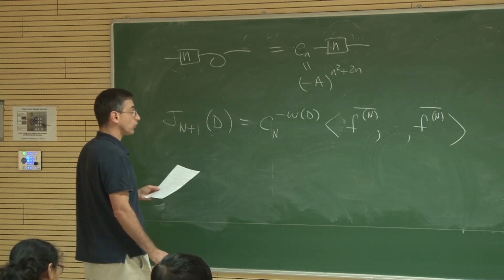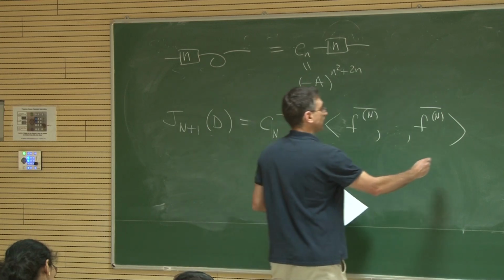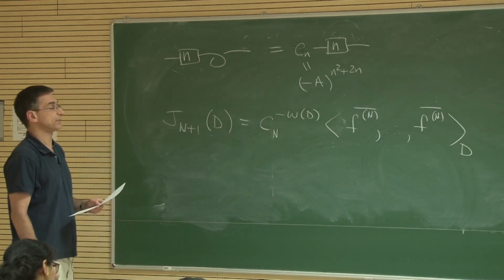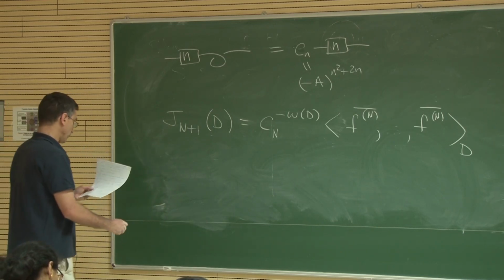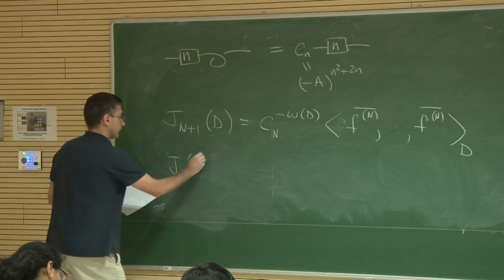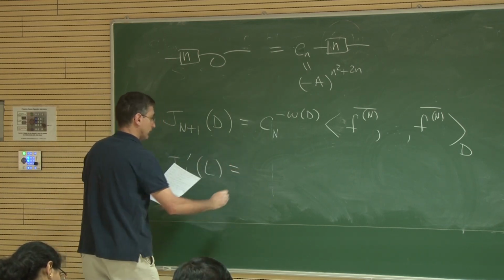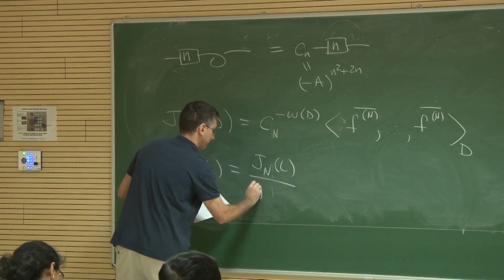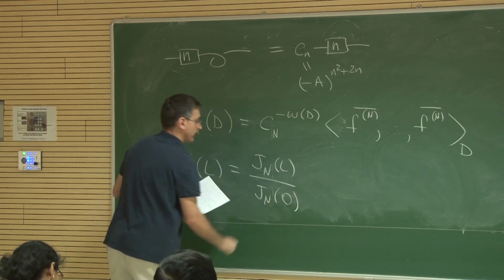So then we normalize. I give you some diagram D, and this depends on the diagram D. And then we normalize so that J_n prime of L is equal to J_n of L over J_n of the unknot.